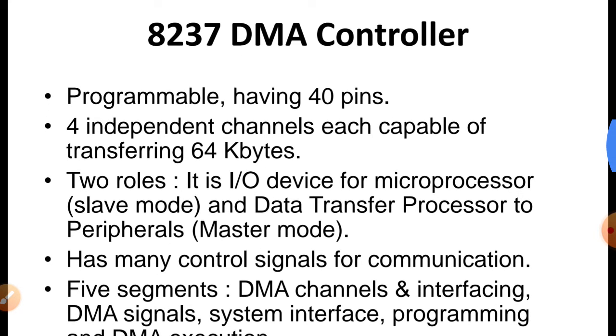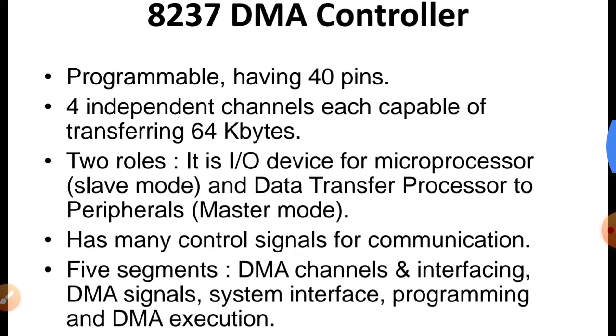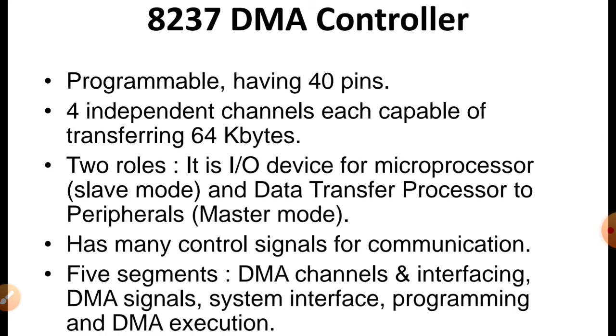Now let us come directly to the 8237 DMA controller. It is an integrated chip having 40 pins, and this DMA controller has 4 independent channels which are capable of transferring 64 kilobytes of data at a time. Now, it means that it must interface with 2 kinds of devices, one with the microprocessor, another with the peripheral or the memory.